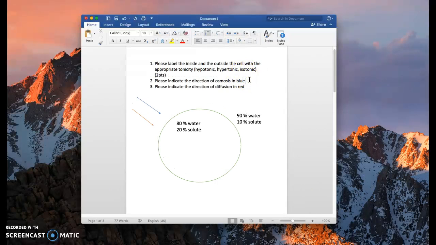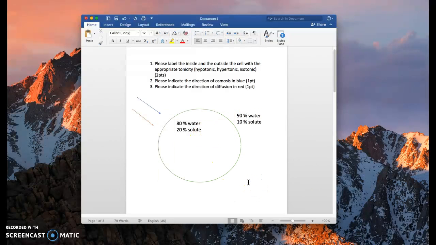Indicating the direction of osmosis in blue will be 1 point. And indicating the direction of diffusion in red will be 1 point. So you'll have 4 different points for each one of these questions. So the first thing that you need to do is go ahead and label it either hypotonic, hypertonic, or isotonic. And remember, you have to compare both the inside and the outside of the cell to do this.